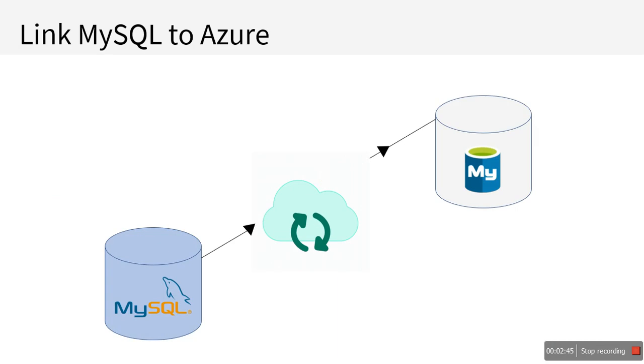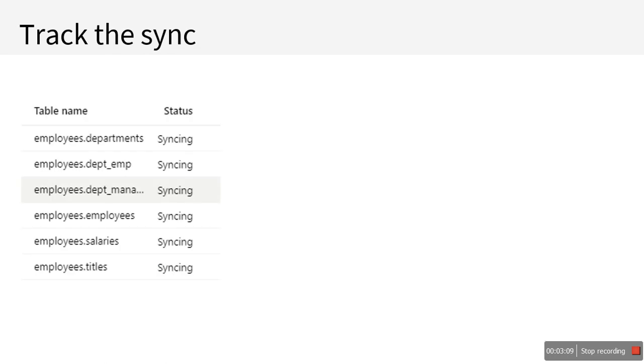Now the next step in this migration is to link my on-premise MySQL with Azure on the cloud. What Azure does is it establishes a link between my on-premise and the cloud, and it starts syncing all the records between my on-premise MySQL and the cloud version. While Azure does the syncing, it also allows me to monitor the synchronization process. On the left, you can see a lot of tables from my MySQL database and the synchronization status.